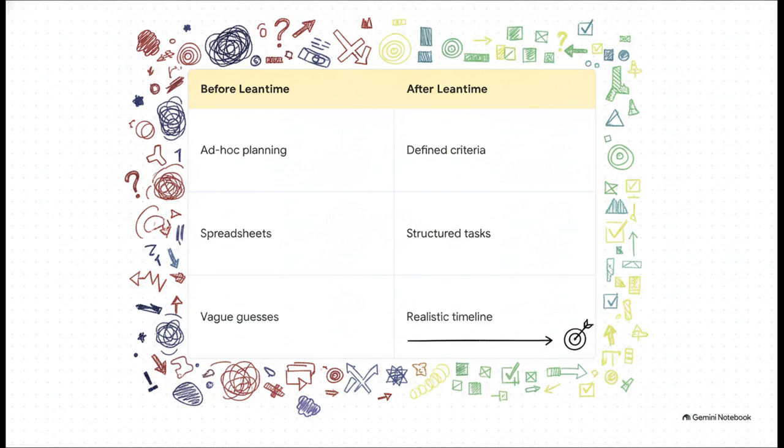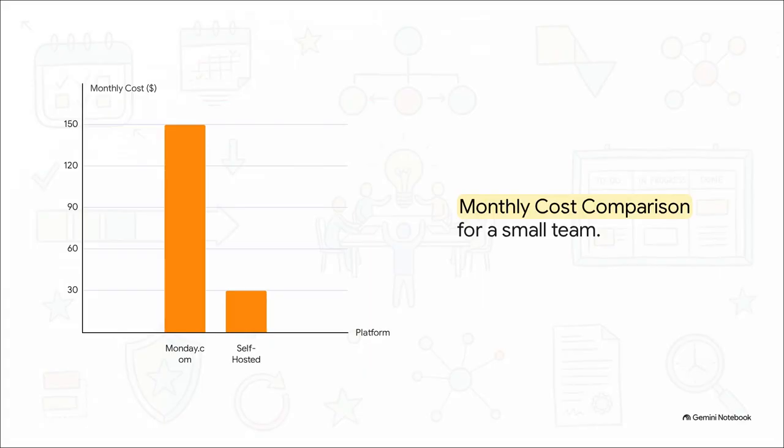Structured task lists replace scattered spreadsheets. It's just a total game changer. And looking at the economics, the difference is staggering. A typical small team using a mid-tier plan on a platform like Monday.com is paying around $150 a month because of per-user subscription fees.